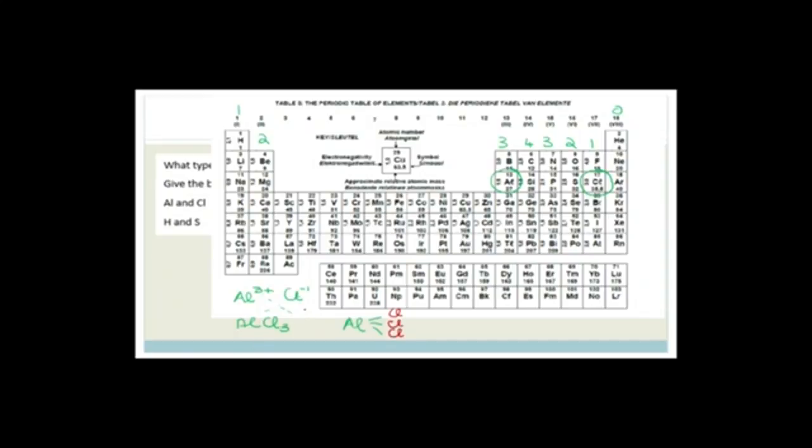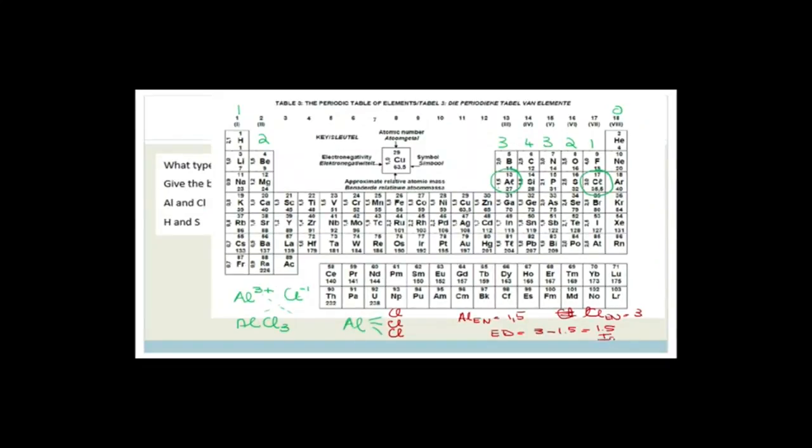Now we need to decide what type of bonding it is. So the aluminium's electronegativity is 1.5, I'm reading over here, and chlorine's electronegativity is 3. So the electronegativity difference is what? It is 3 - 1.5, which is 1.5, which means that it is what?